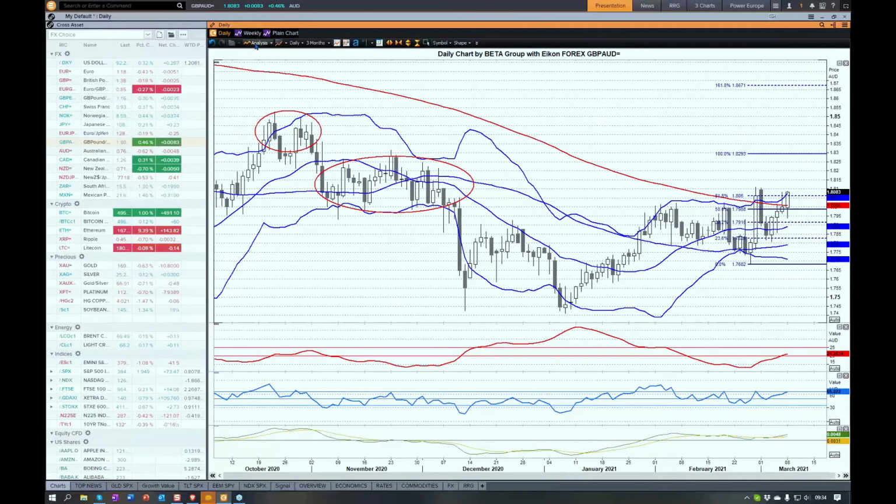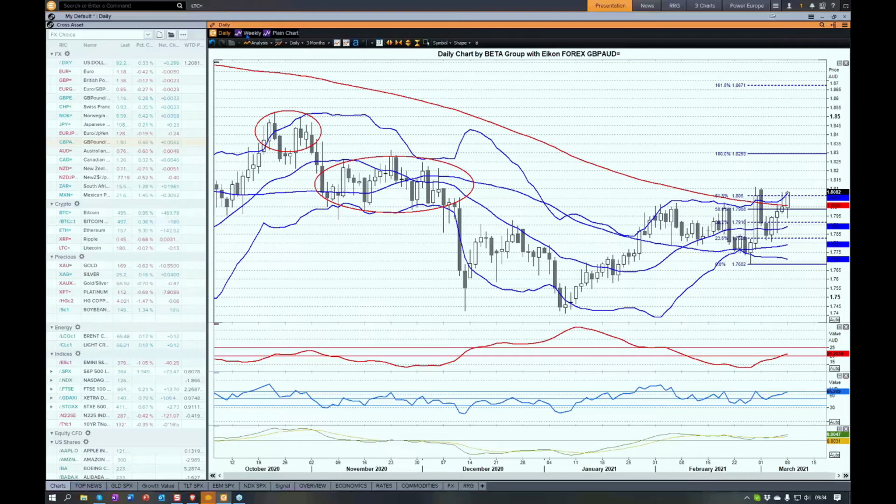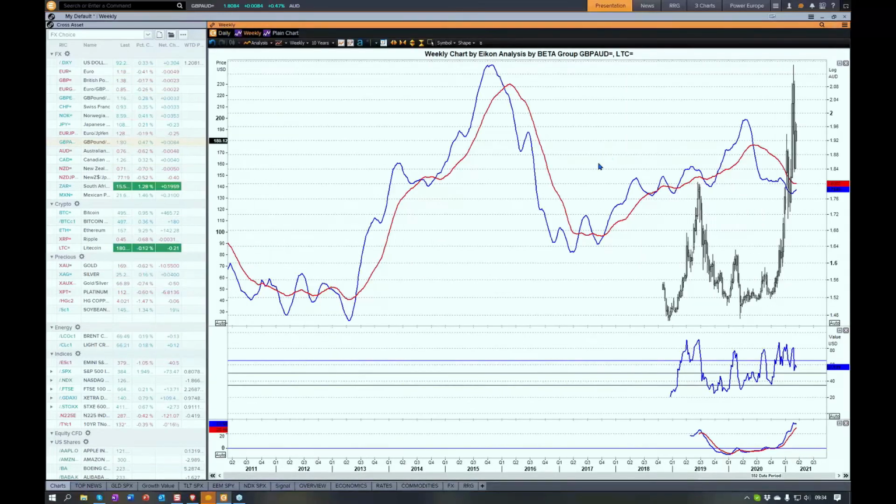Sorry, that is the daily chart. Oh, what was I doing? Yeah, so that is the daily chart. So we've got those resistances there and there. I want to go to the weekly chart.